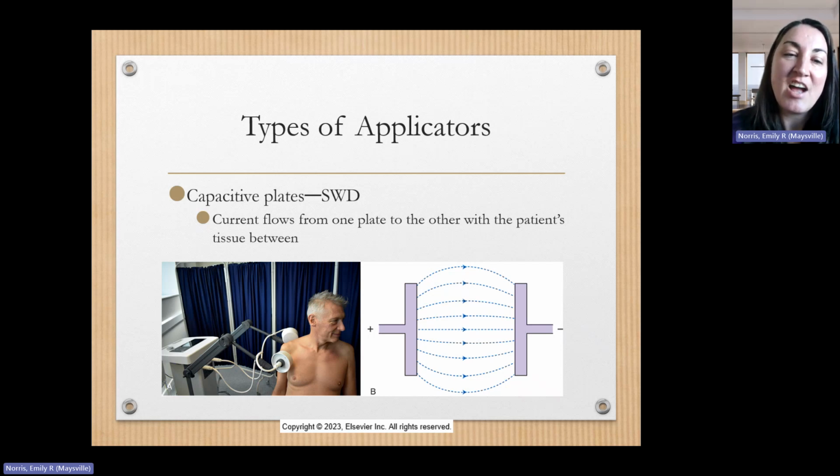Capacitive plates, also with shortwave diathermy. The current flows from one plate to the other with the patient's tissue in between, and so the patient's tissue becomes part of the current. So there is a head on either side of the tissue. You need to have them equal distances. So like if the one in the front is an inch away from the patient's shoulder in the picture, then the one in the back also needs to be an inch away. So they need to be equal amount distances away from the patient's tissue before you can use it effectively.